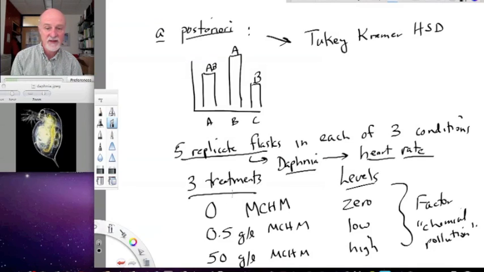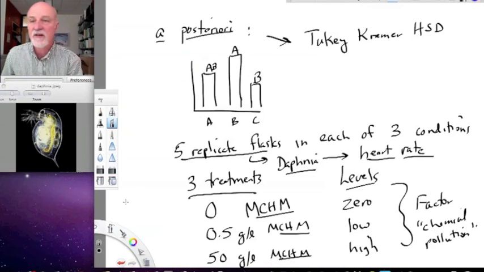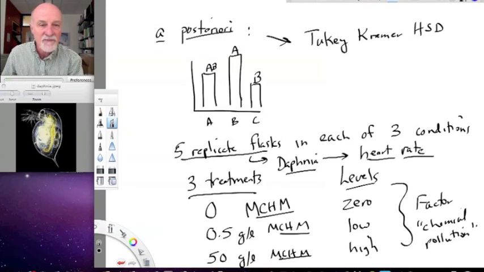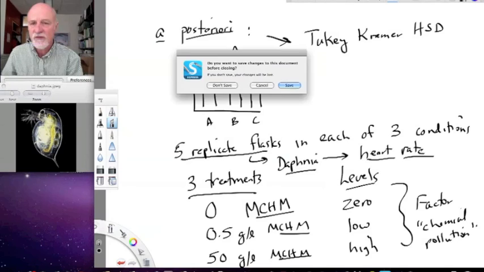So we're going to have 5 replicate flasks. We're going to just extract 1 Daphnia from each flask, and we have 3 levels of this treatment for MCHM, or dastardly chemical, put into the water by Freedom Industries. Okay, now what we want to do is jump to SAS JMP.